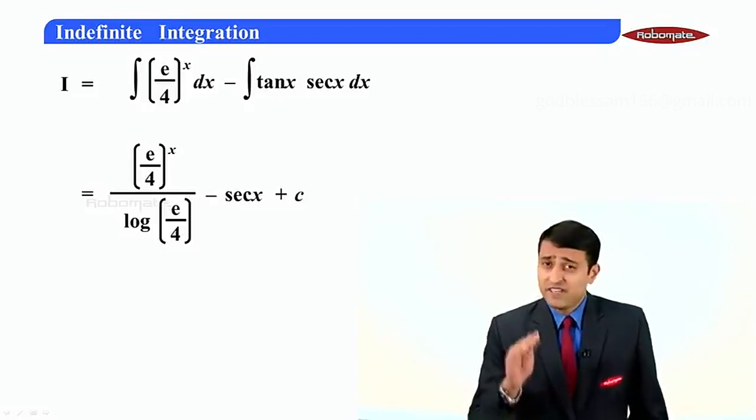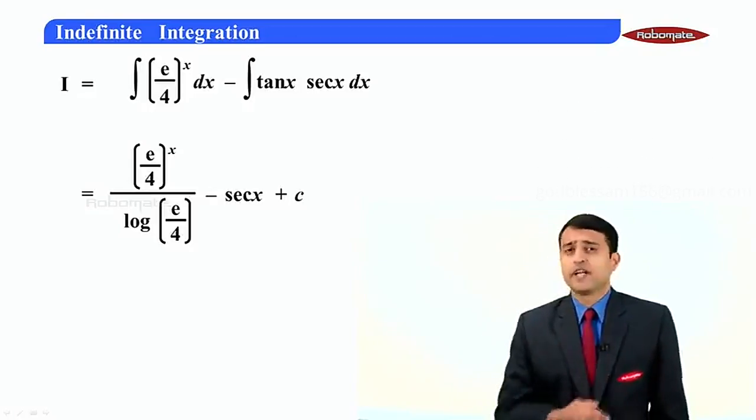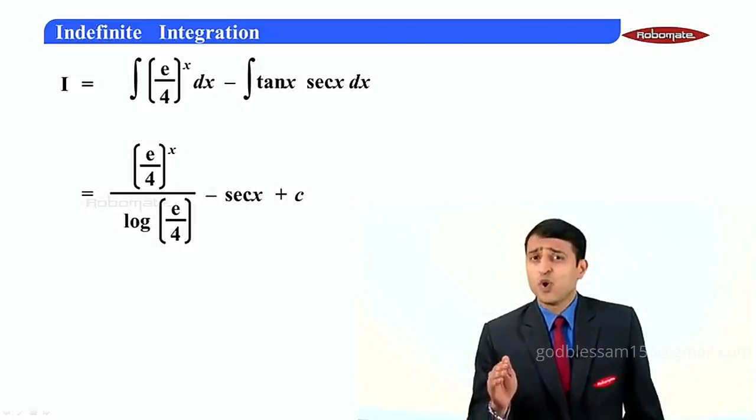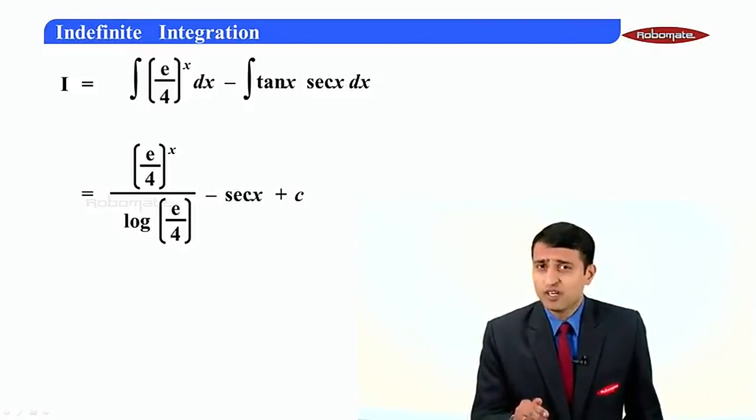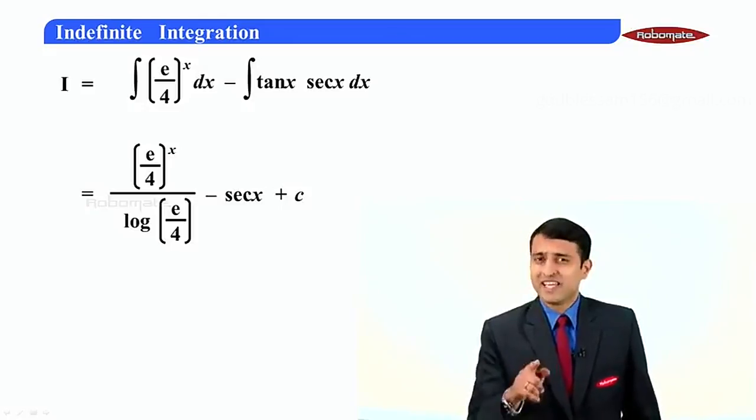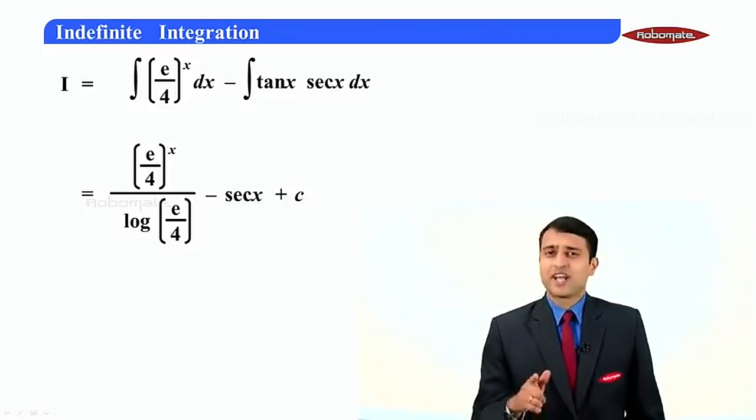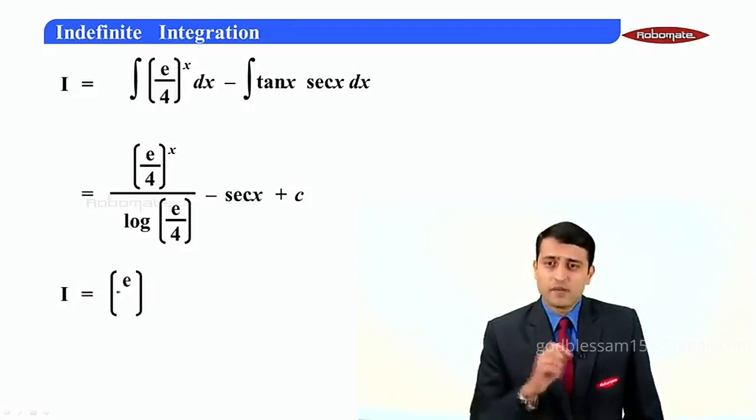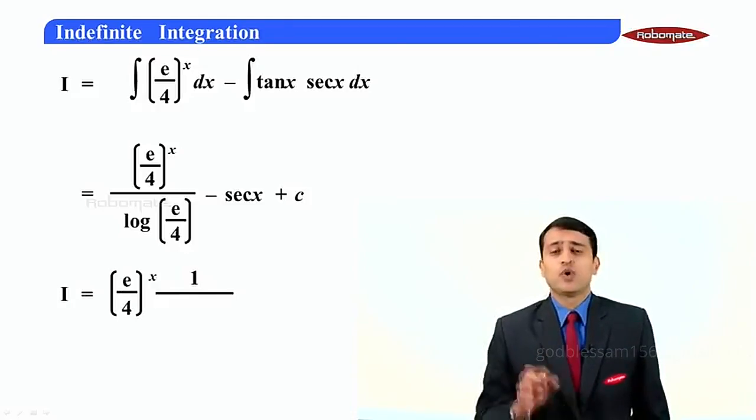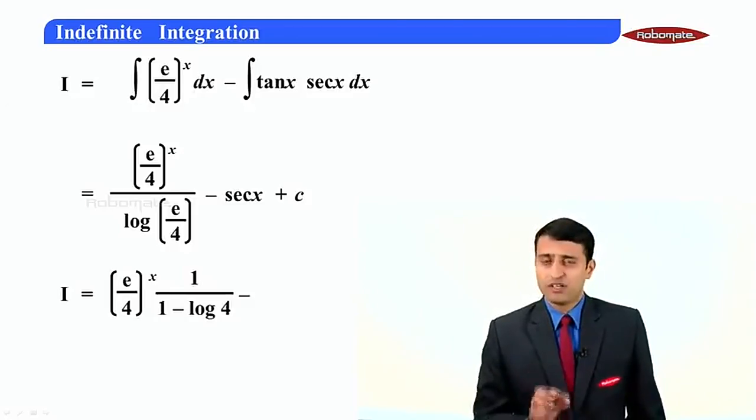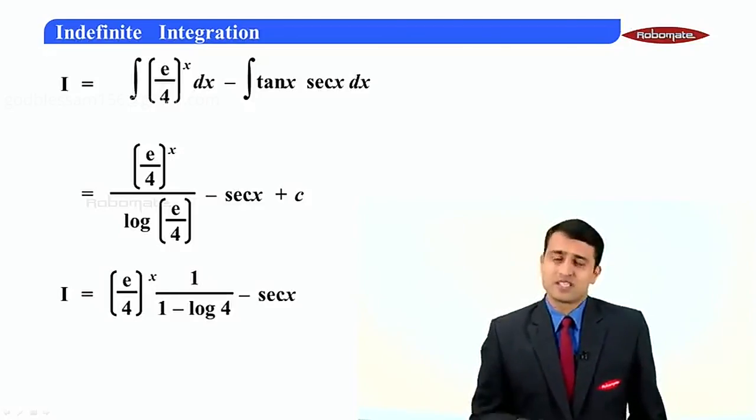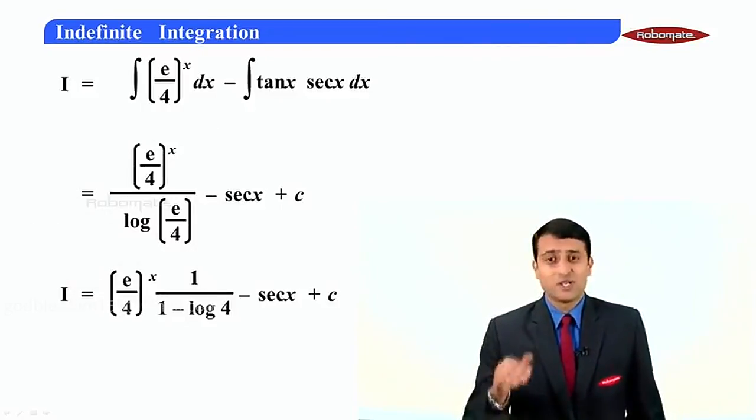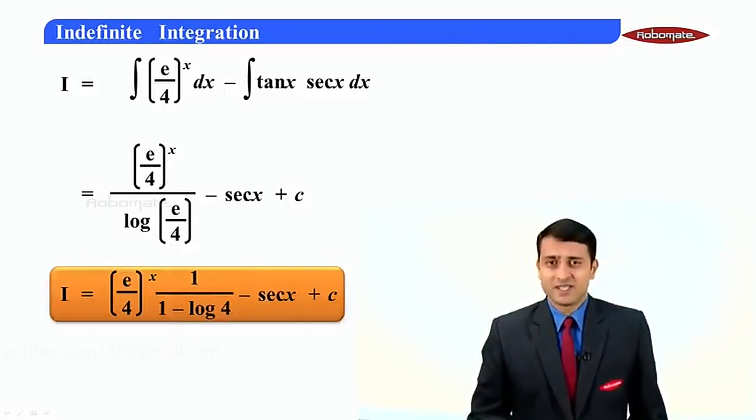Now students, we can simplify the denominator. It is log of e by 4 can be written as log e minus log 4, but you will surely add up to it saying that sir log e is 1. So can I write 1 minus log 4? Very well, see this. So you have e by 4 raised to x into 1 upon 1 minus log 4. Minus sec x will follow as it is, plus c has to follow. There is no further simplification. So this becomes your final answer.